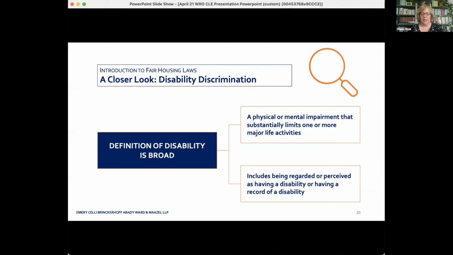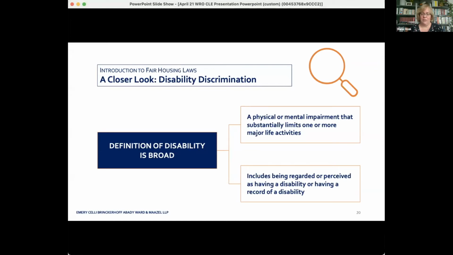So at its starting point, basically a physical or mental impairment that substantially limits one or more major life activities is the common definition used in the state of New York law, as well as the Federal Fair Housing Act, as well as the ADA, for those of you who do other disability work. In the housing context, that basic definition is also broadened to include anyone who is regarded or perceived as having a disability. So even if they don't actually have the disability, but the housing provider treated them as if they do, that would be covered under disability discrimination.